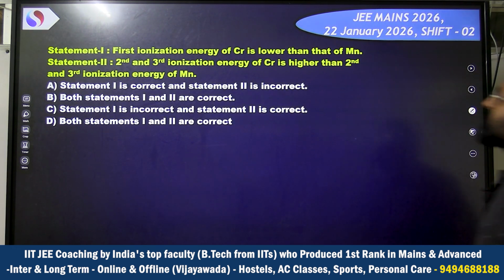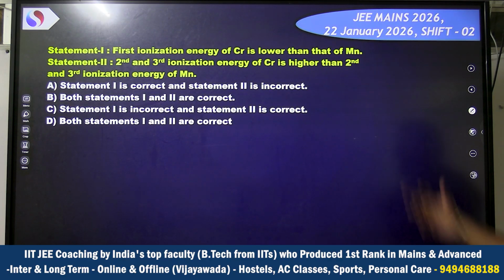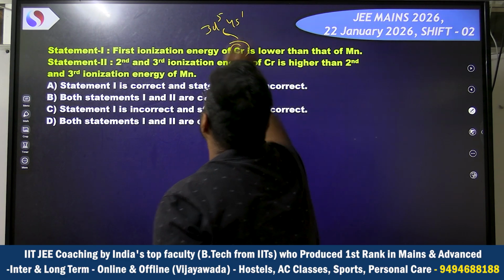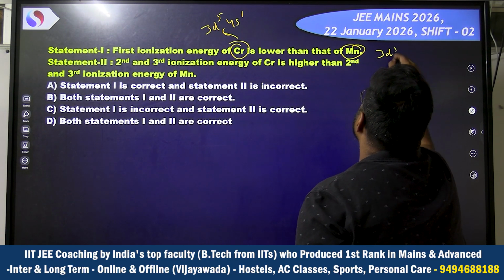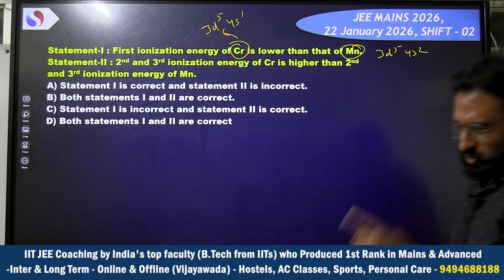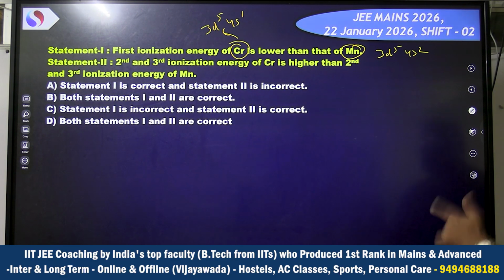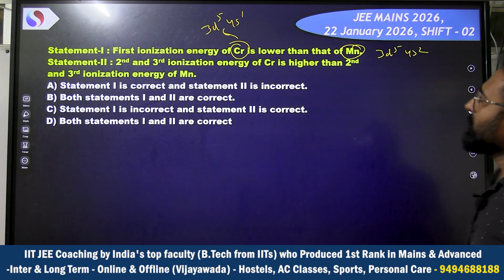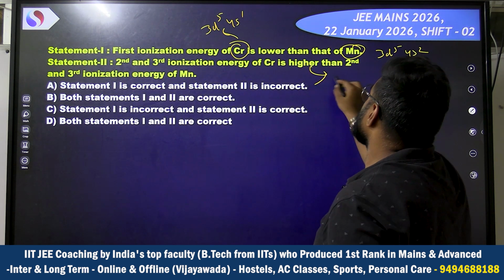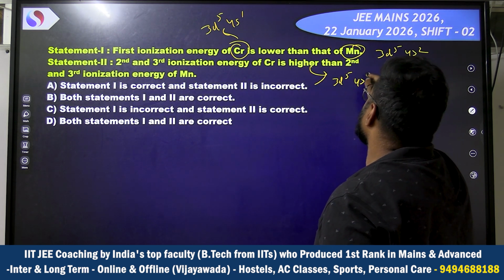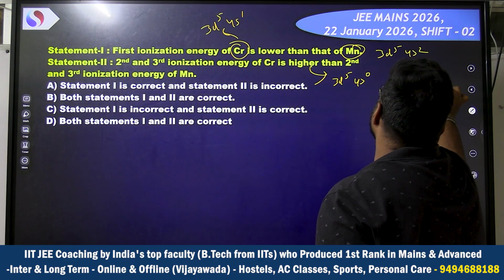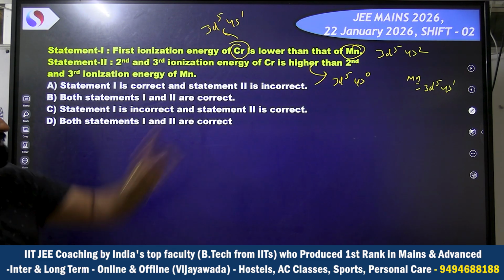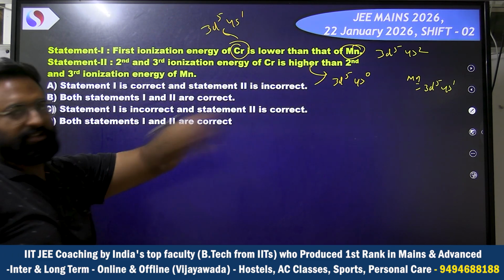Next, the first ionization energy of chromium is lower than that of manganese. चलो check कर लेते हैं. Chromium 3d5 4s1, manganese 3d5 4s2. So removing the first electron from chromium is easier than removing the first electron from manganese. So statement 1 is correct. Now when we have removed the first electron, it is 3d5 4s0 and Mn is 3d5 4s1. So removing the second electron, Mn will take less energy and Cr will take more energy.